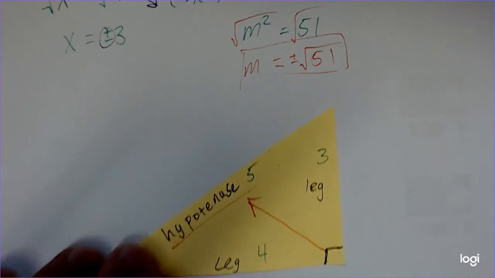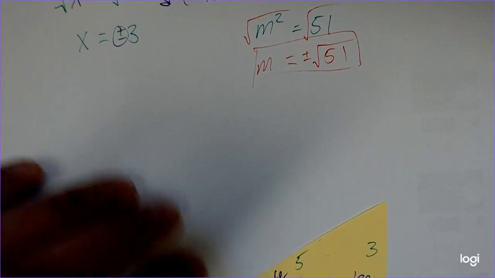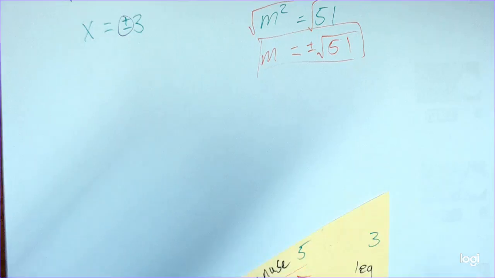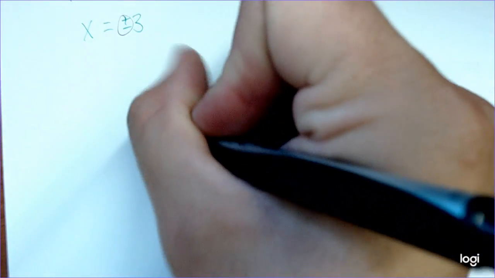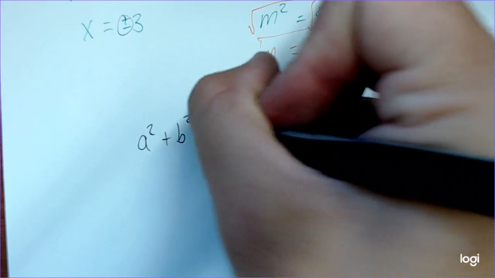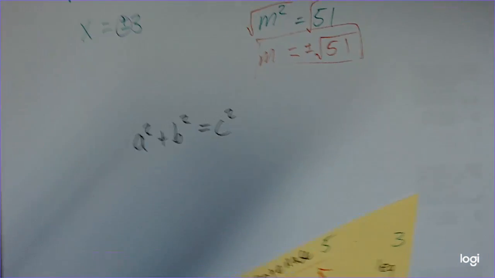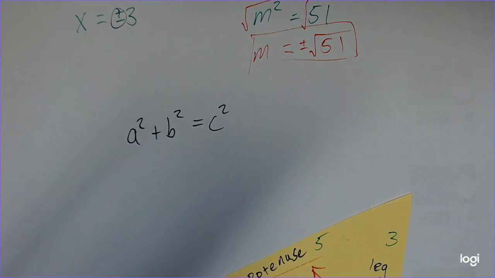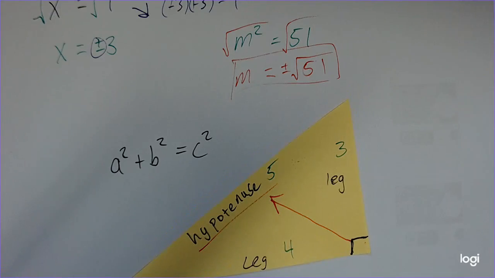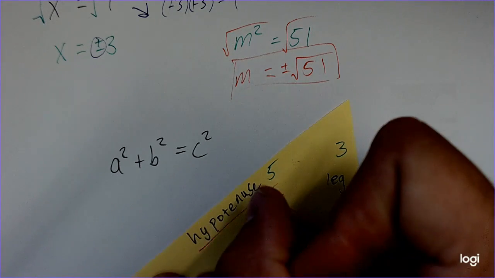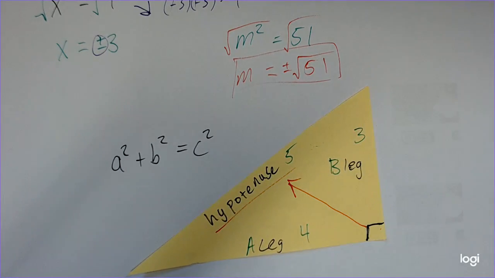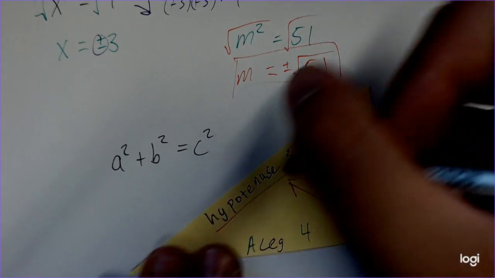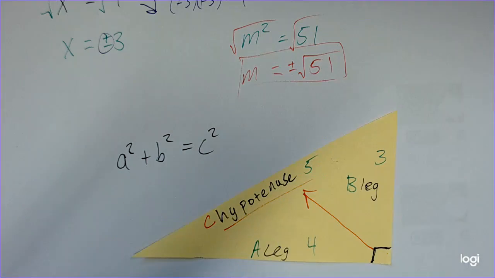So what the Pythagorean theorem tells me, well, let's memorize it first. First, the Pythagorean theorem states that a squared plus b squared will always equal c squared. Now, what in the world does that mean? Well, parts of a right triangle, if you were to label the unknowns, the legs would be labeled as a and b, and the hypotenuse would always be labeled as c.